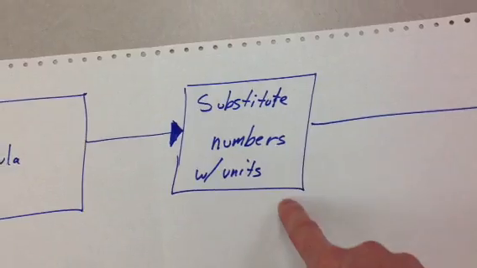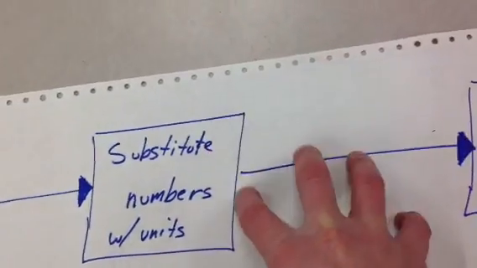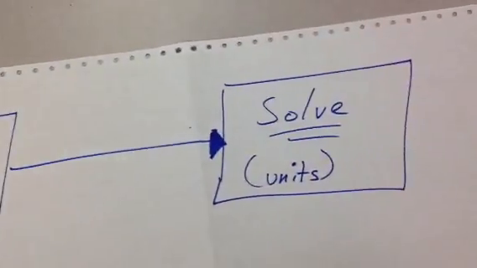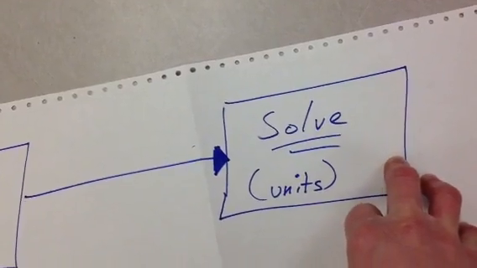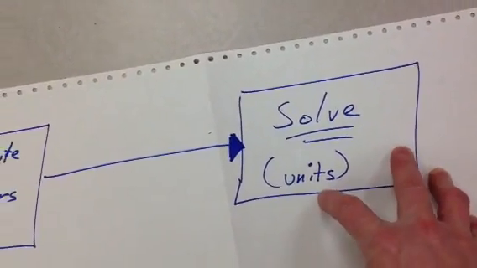Third step, substitute the numbers with the units. Now you take these listed values and you plug them into your formula, but you rewrite it all together so you see it. Okay? And lastly, you have your answer for solving. And don't even forget your units.